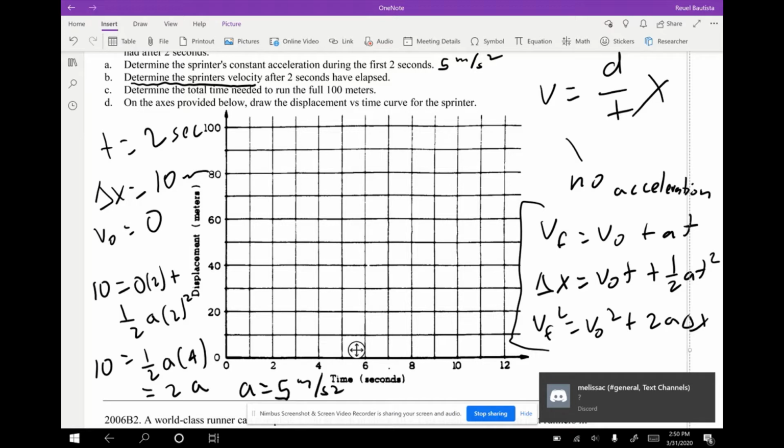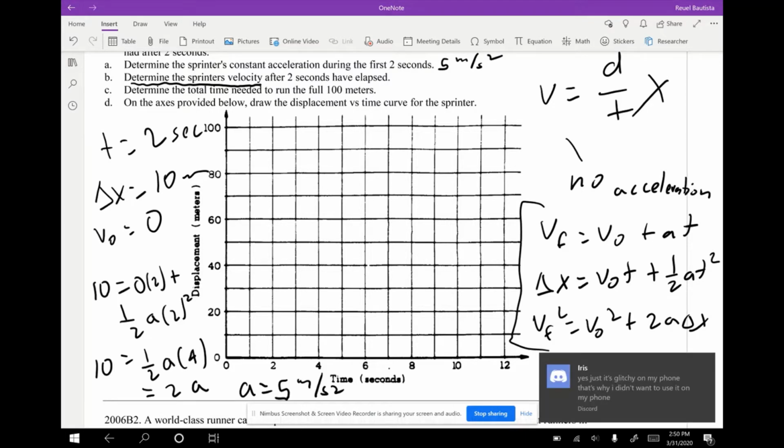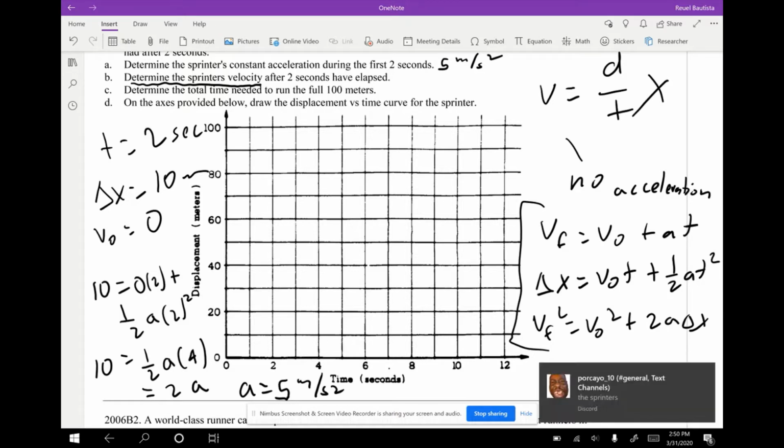We know that we started off from rest, so we started off with 0 velocity. Yeah, good idea, Vf. So we're looking for the final velocity during the first 2 seconds, not the entirety of the 100-meter dash. It's just going to be the first 2 seconds. Knowing that this runner is starting from rest, we can find the final velocity at 2 seconds.